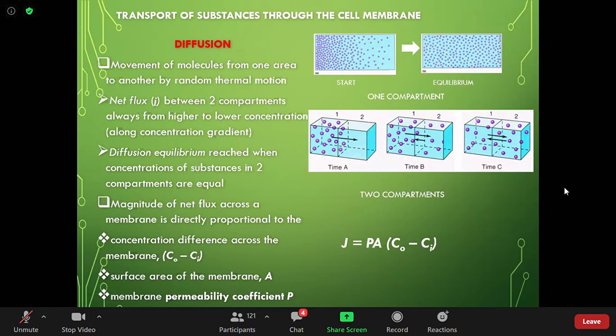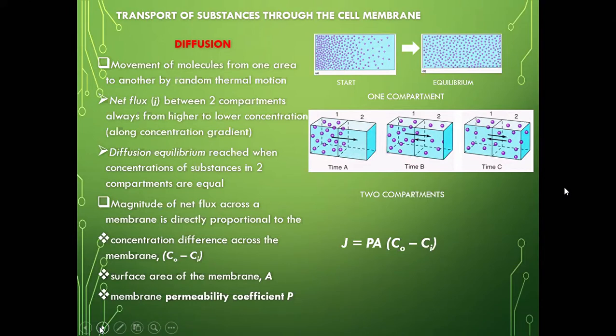The magnitude of the net flux across a membrane is directly proportional to the concentration difference across the membrane. It is directly proportional to the concentration difference, to the surface area of the membrane, and the membrane permeability coefficient. Surface area. Of course, if the surface area is large, then more diffusion will take place, okay?